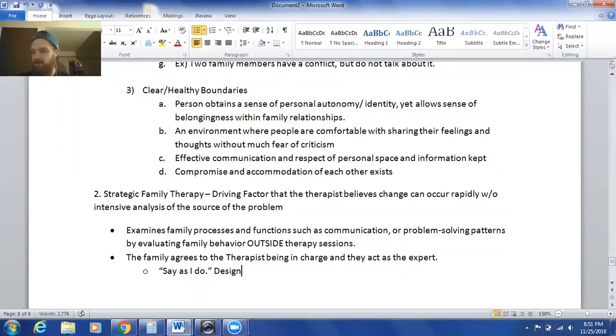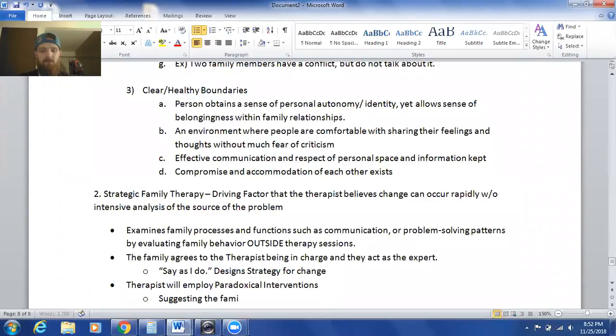So it designs strategy for change. And so the therapist will employ paradoxical interventions, which is basically suggesting the family take action in opposition to their treatment goals.